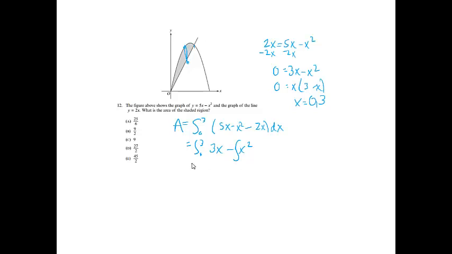The integral of 3x is 3 halves x squared minus the antiderivative of x squared, which is 1 third x cubed, and I get to evaluate it at 3 and 0. If I plug 3 in, I will get 27 halves minus, if I plug 3 in here, I get 9. And then minus, if I plug 0 into each of those, I just get 0. So getting a common denominator, 27 minus 18 is 9 halves, which is choice B.